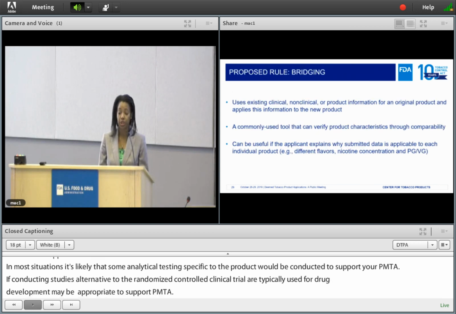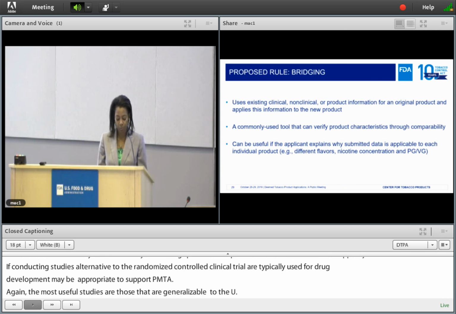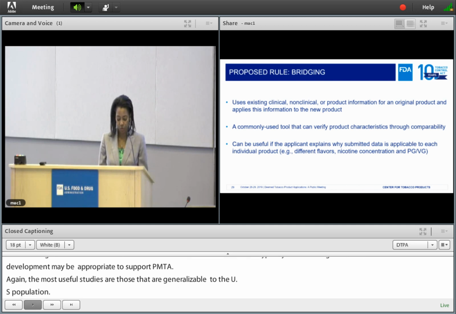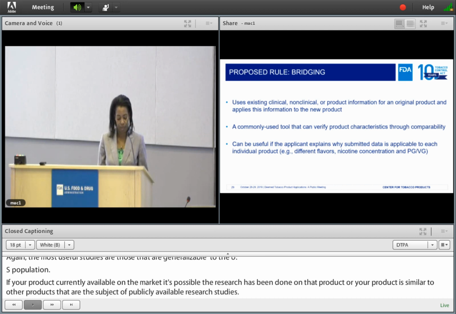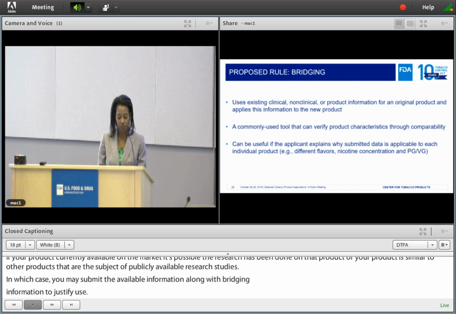If you have a product currently available on the market, it is possible that research has been done on that product, or your product is similar to other products which are the subject of publicly available research studies, in which case you may submit the available information along with bridging information to justify use. Ideally, a PMTA will contain studies conducted with respect to the new tobacco product itself, but the bridging of data from a different product to the new product that is the subject of the application may be feasible for a subset of products or for certain types of studies.